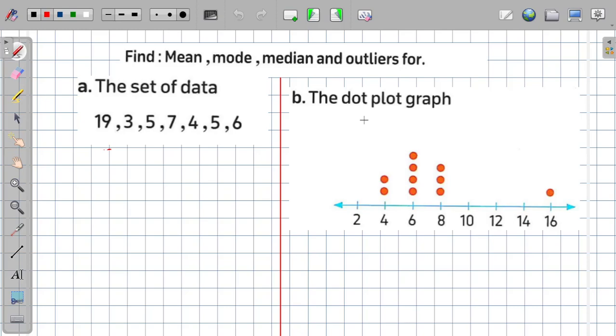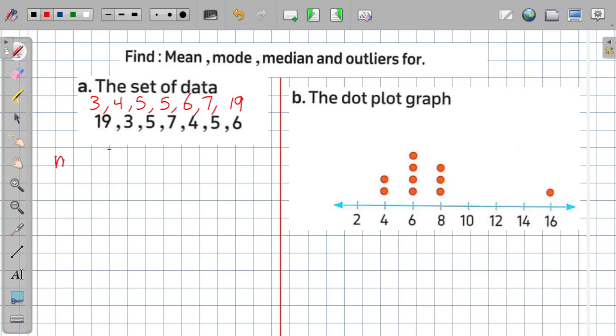Here I want to find the mean, the mode, the median, and the outliers for every data set or dot plot. The first one has 19, 3, 5, 7, 4, 5, 6. First, before anything, you must rearrange these values ascendingly, from the least value to the greatest value. The least one here is 3. Next, I have 4, 5, 5 again, 6, 7, and 19.